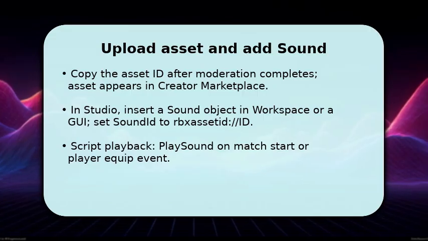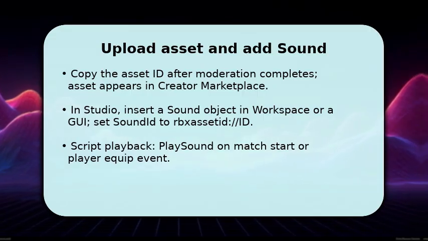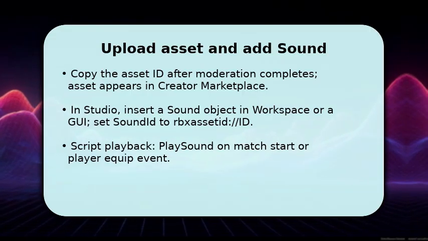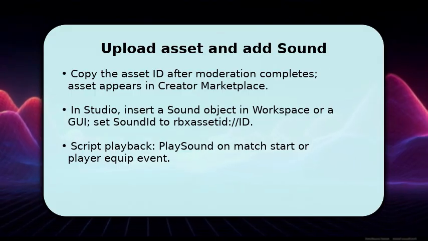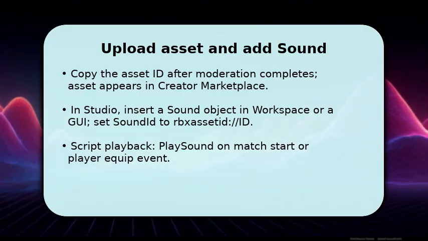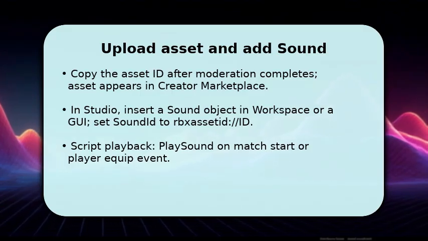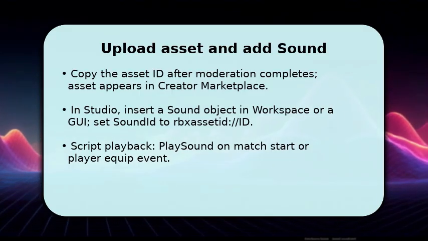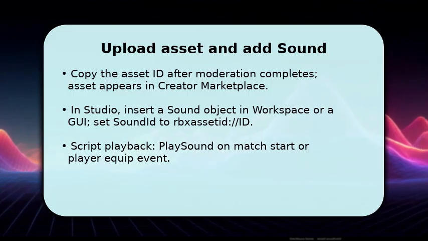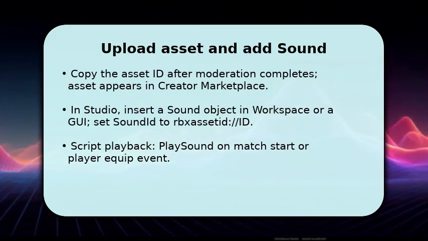Insert a sound object where it should play, use Workspace for arena audio or a local script inside the player GUI for personal entrances. Set Sound.SoundId to the ID and adjust volume and roll-off to match the arena. Then attach a script that triggers sound play at the entrance event.